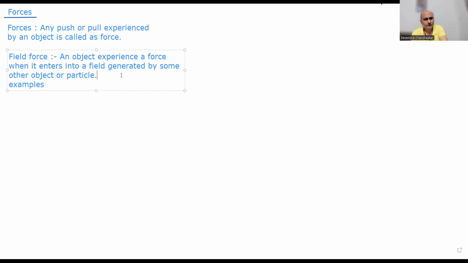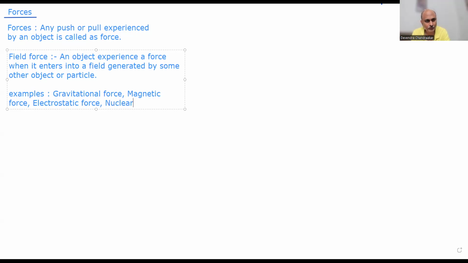एग्जाम्पल्स क्या है फील्ड फोर्सेस के? Examples are gravitational force, magnetic force. ठीक है. देन देयर इज दिस electrostatic force. This is the force between the charges, right? Then there is this nuclear force, force between the nucleons.